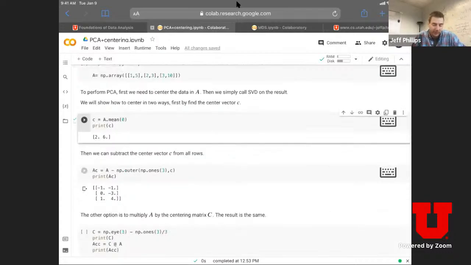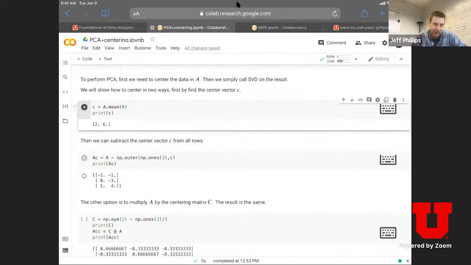And so one way to center it is just to subtract, using this direct way of subtracting the outer products times this average, times C, right? So I'm getting this outer product matrix of all ones, which is a 3 by 3 matrix, n by n matrix, all one. I've subtracted that, and that's one way of doing the centering.